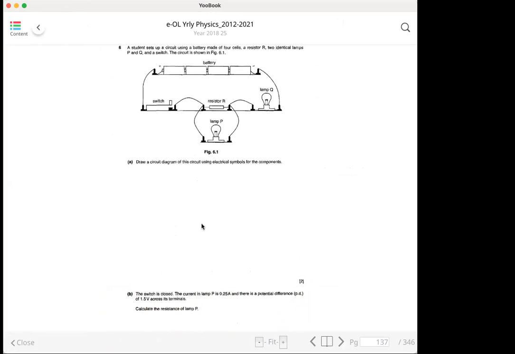The current in lamp P is 0.25 ampere, and there's a potential difference of 1.5 volt across its terminal. So if I put a voltmeter here, it will show 1.5 volt. So calculate the resistance of the lamp.